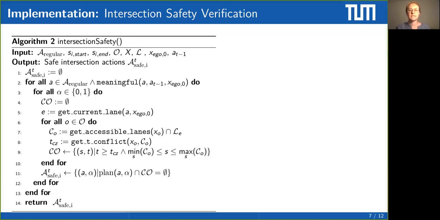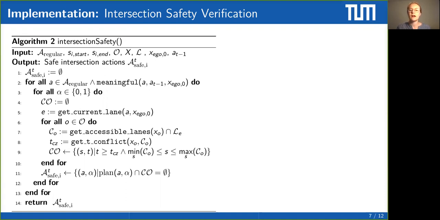So the second dimension is intersection safety. Here we want to verify that an agent can cross the intersection safely. So again, we iterate through all actions in our discrete action space, and for each action we construct these conflict zones or collision objects by checking, for all the obstacles, what parts of the road network can be mutually accessed by the ego vehicle and by this other vehicle.